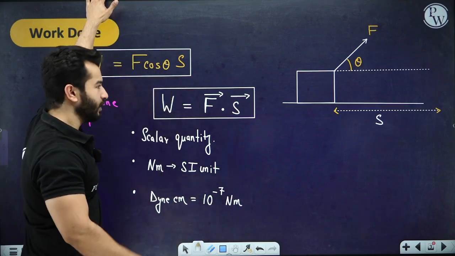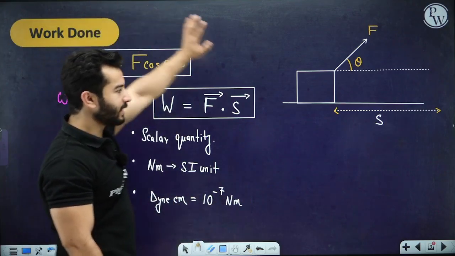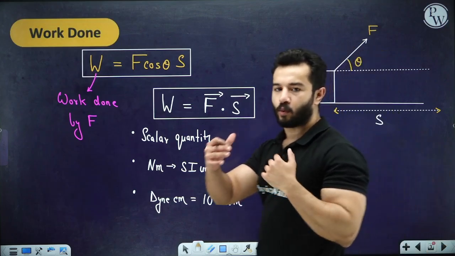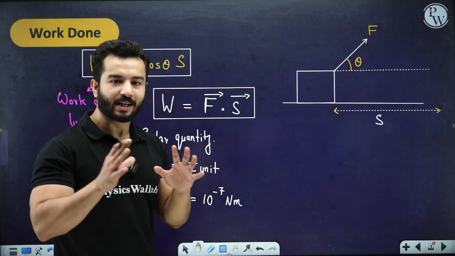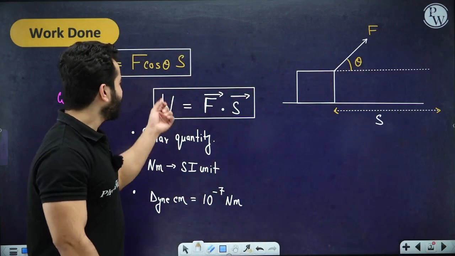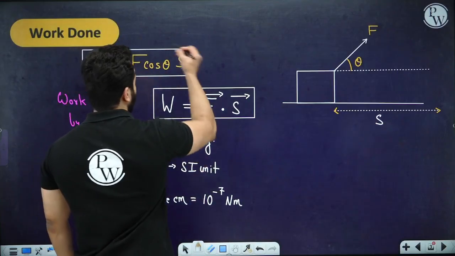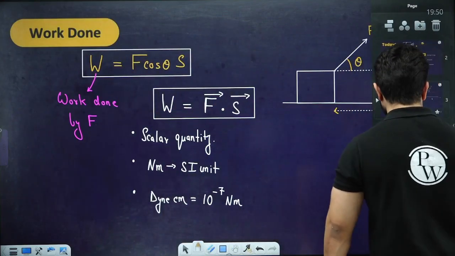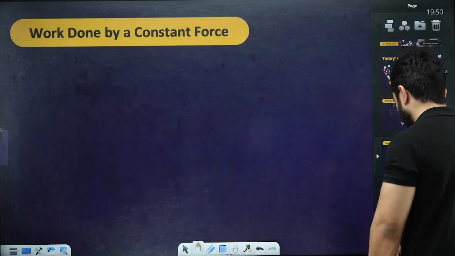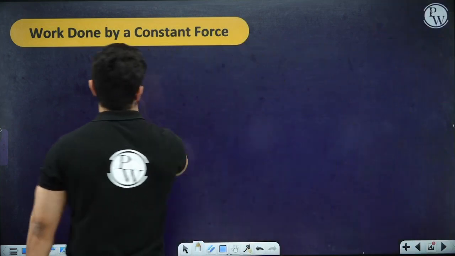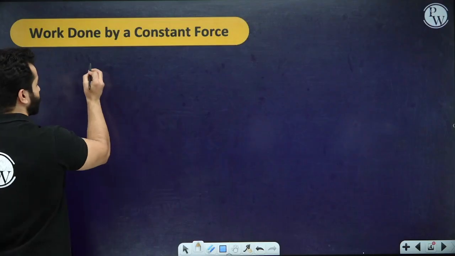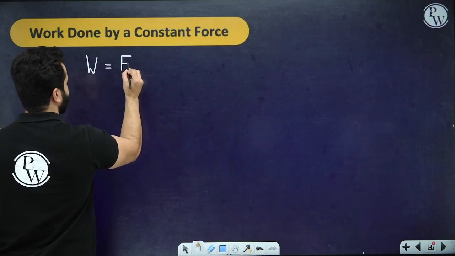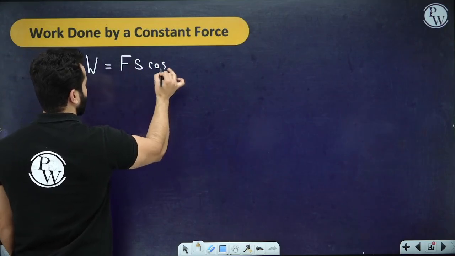Hopefully this is all clear to all of you, right? Now after this, let's talk about some of the more things like what are the different types of work done. And when I say what are the different types of work done, let's just focus on this formula. We are going to write it as F s cos theta, under the work done by a constant force. Work done by a constant force is F s cos theta.